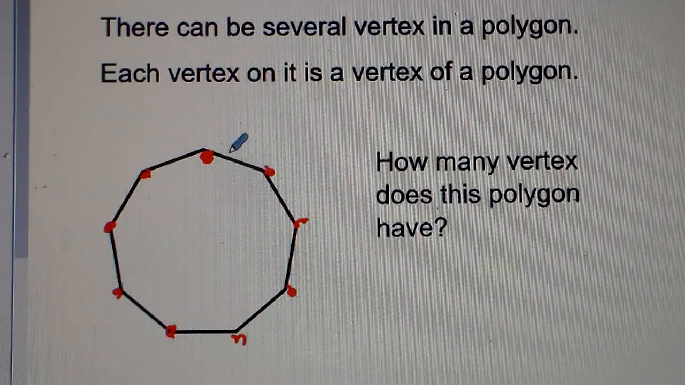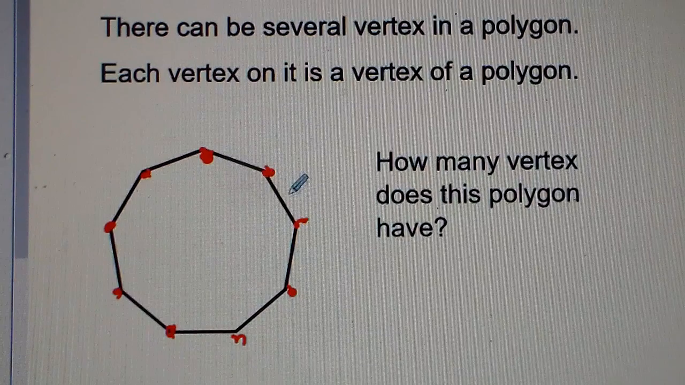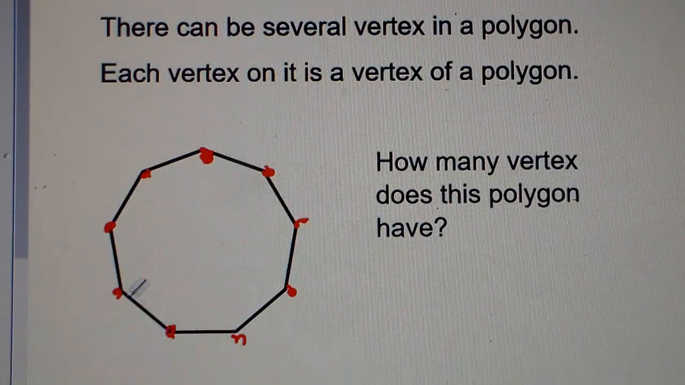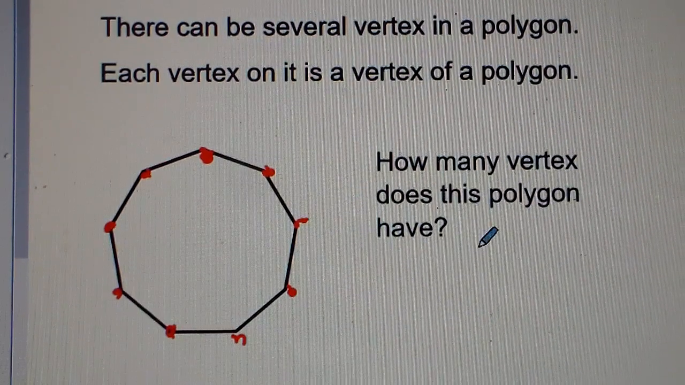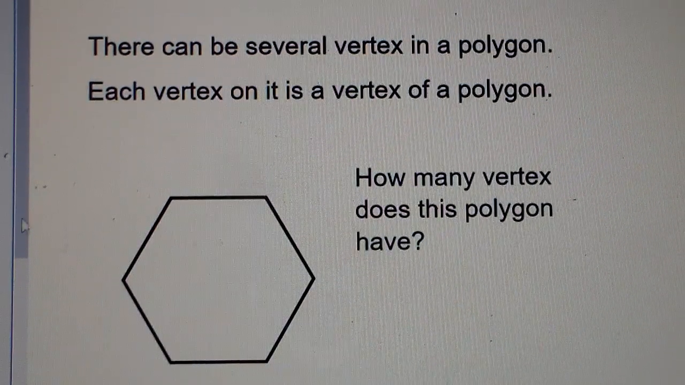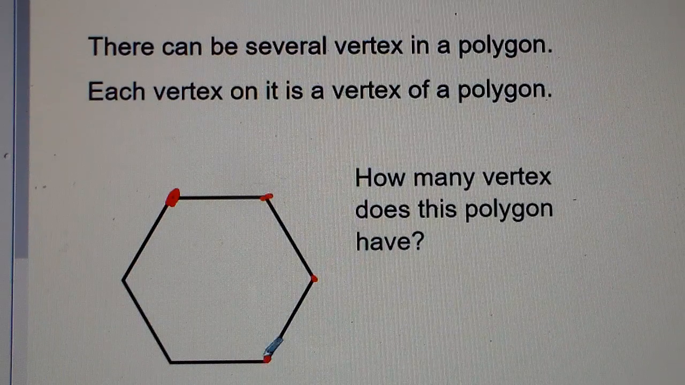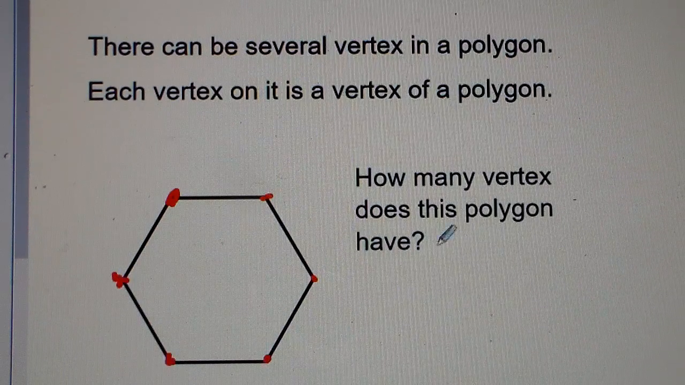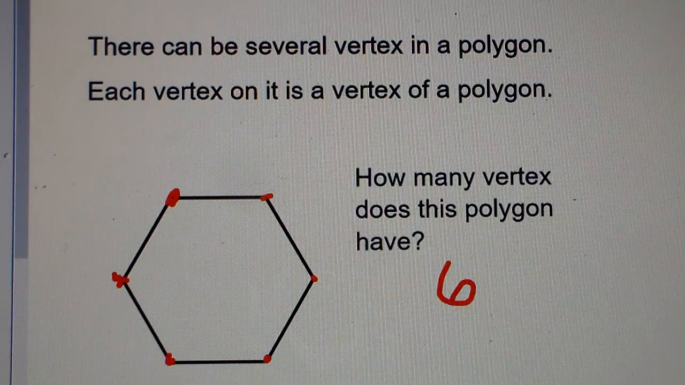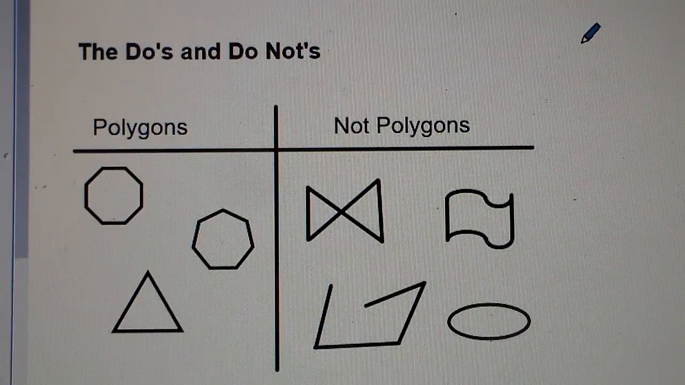When the polygons get bigger, you just count up the number of corners. So 1, 2, 3, 4, 5, 6, 7, 8, 9. So this one has 9. It's really just counting up the corners. This one, 1, 2, 3, 4, 5, 6. So that's a 6-sided polygon. I think you get the idea.